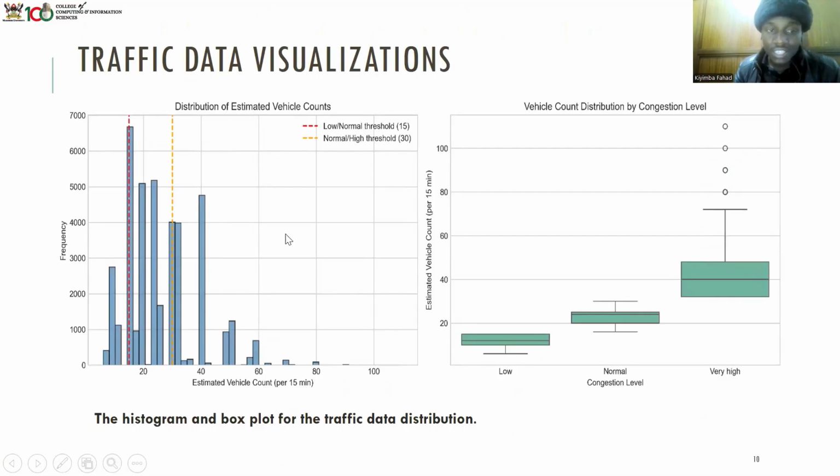This traffic data, we visualized it as well: the distribution of traffic with the traffic category. You could see that with the very high category, we had some outliers where we had more than 100 vehicles. We could also see the histogram of vehicle count, and its frequency.